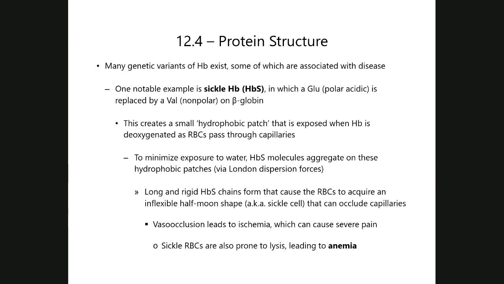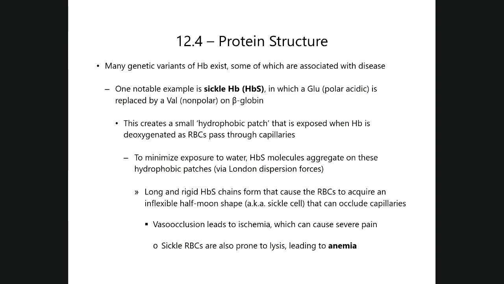Okay, all right, so I'll start to introduce this concept on this slide. It turns out that there is a series of variants, many genetic variants of hemoglobin that exist in the general population. Some of them work just fine. Others turn out to be the cause of disease. So one of them that's the most notable is sickle hemoglobin. Hemoglobin S is in SAM. S for sickle. And what happens in hemoglobin S is that there's a mutation of one amino acid for another.